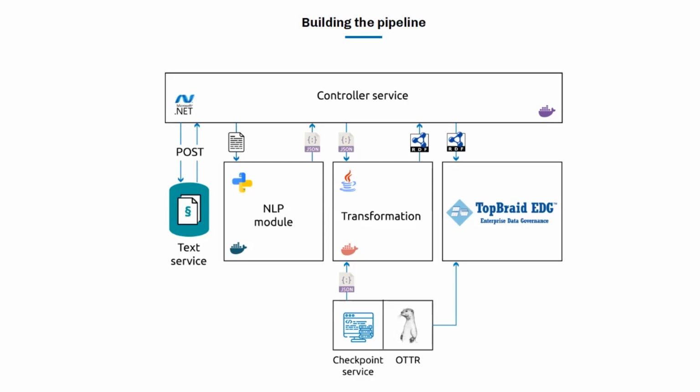And those snippets of text go into the NLP module, which is implemented with Python. That produces a JSON object that goes back into the controller service, and the controller service is just the layer controlling all the communications between these microservices. The JSON object then goes into RDF transformation, implemented in Java with RDF4J, that returns RDF back, and that RDF is passed on to Stardog over an insert query.